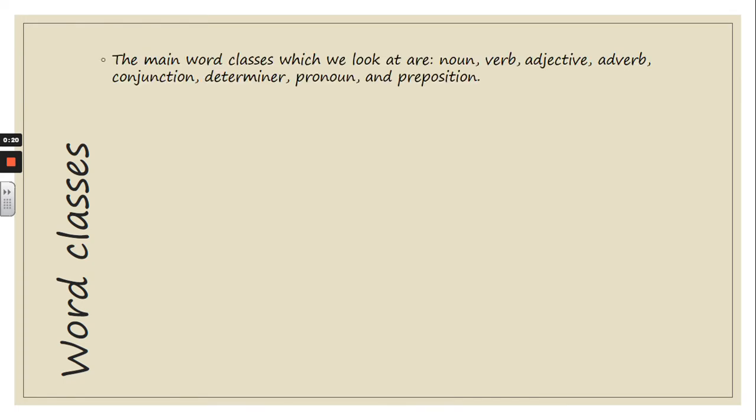So the main word classes that we look at will be nouns, verbs, adjectives, adverbs, conjunctions, determiners, pronouns and prepositions. So these are all things we're going to have a little look at to see what they all mean.